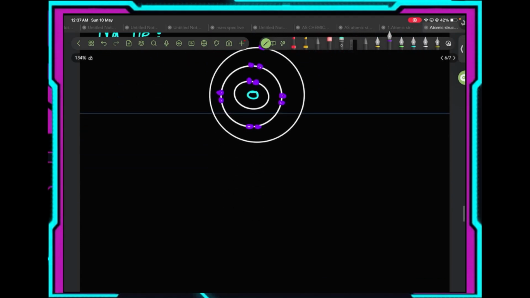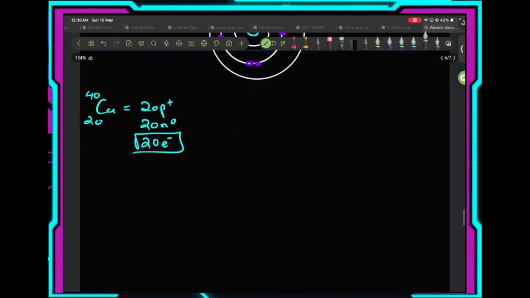Now let's do this for example, calcium. Calcium is 20 and 40. So how many protons? 20 protons. How many neutrons? 40 minus 20 would be 20 neutrons. And how many electrons? Since it is a neutral atom, it should have an equal number of protons and electrons, so 20 electrons. Let's arrange these 20 electrons in the electronic structure.